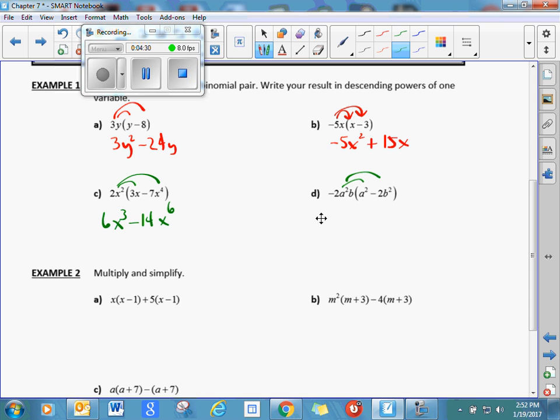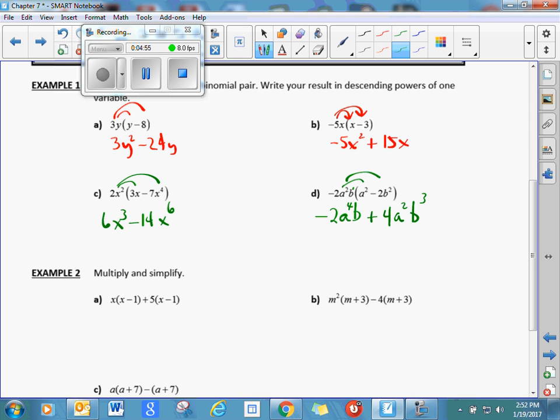Distribute. Let's see, what do I have? Okay, I've got an a squared times an a squared. So I'm going to have negative 2a to the fourth b. Don't forget the b. It's part of the distribution. Plus, because we've got a negative times a negative, 4a squared b to the third, because that's a ghostly 1 right there.